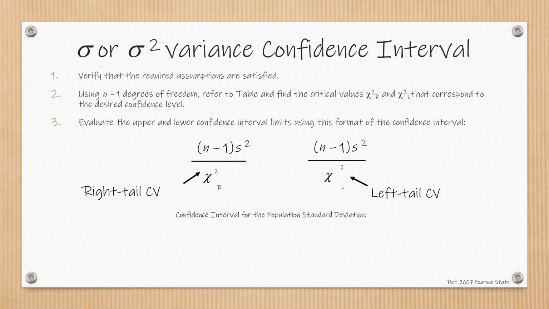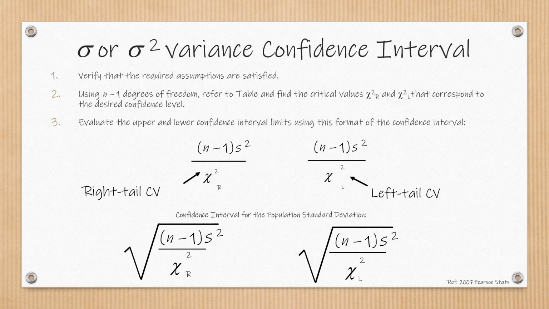N minus 1, which is the degrees of freedom, times the sample variance divided by the chi-squared on the right, and then also n minus 1 times the sample variance divided by chi-squared on the left tail. So for the population standard deviation, it's similar. We just take the square root of those numbers to find the limits.